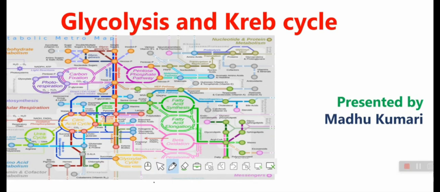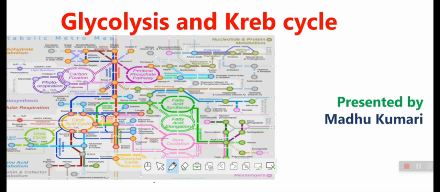What does this map tell about? Actually, this map contains all the metabolic pathways that occur in our body in biochemistry. All those metabolic pathways are present in this diagram that is called the metabolic metro map. All metabolic pathways are connected with each other, and they are all present here.